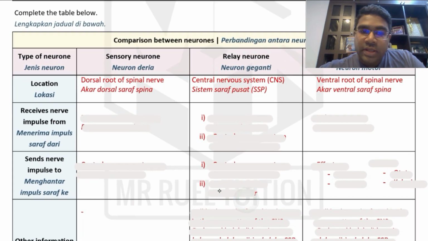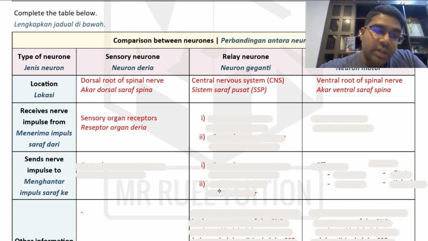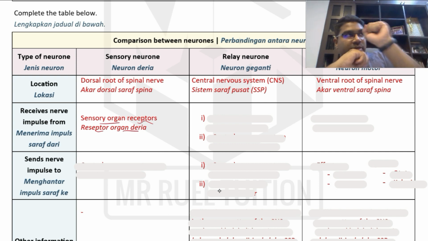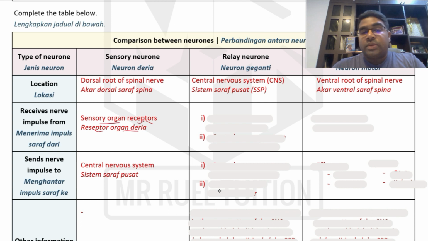Dia terima dari mana? So sensory neuron receive impulse from, dia menerima impulse dari neuron deria, daripada organ deria lah, from the receptor, from the sensory organ. From the receptor on the sensory organ, daripada receptor dalam organ deria. So dia terima dari sana, lepas tu dia hantar ke mana? Where does it send it to? Dihantar ke CNS, sistem saraf pusat.